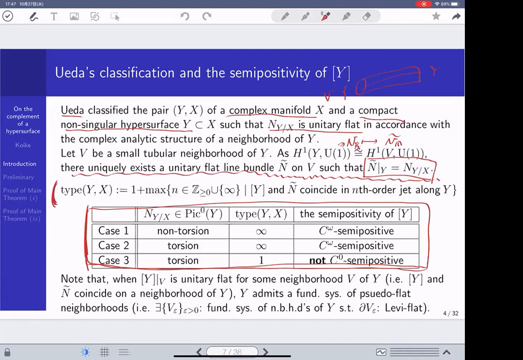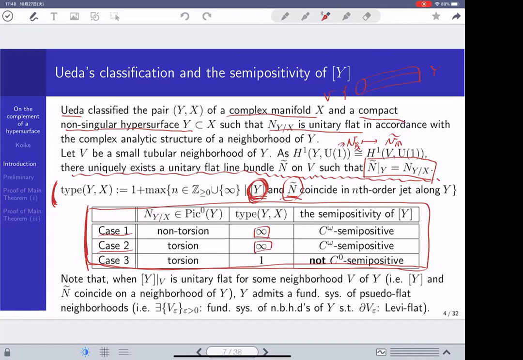Then we will define the type of the pair Y and X. The definition is like this: 1 plus the maximum of N, such that the line bundle Y and the flat extension N tilde coincide in nth order jet along Y. In case 1 and case 2, this line bundle Y and the flat extension actually coincide with each other, because it can be easily checked that the line bundle Y itself is unitary flat on a neighborhood of Y. So the type is infinity, because this one and this one coincide in any order jet along Y.